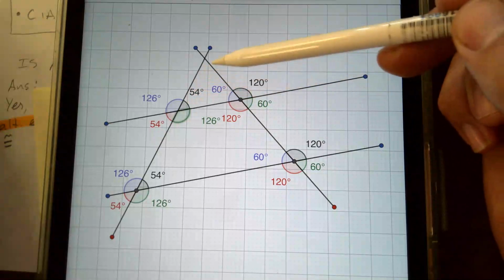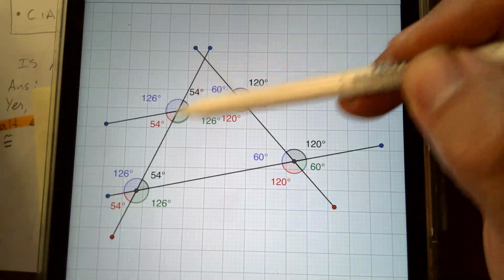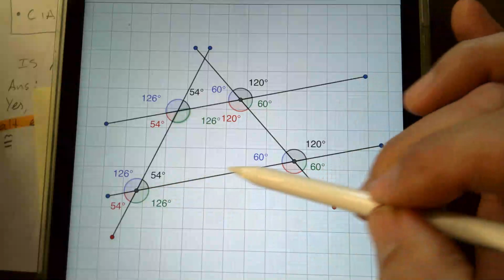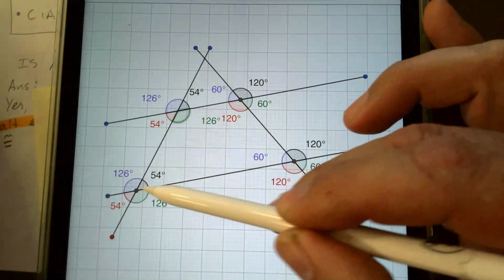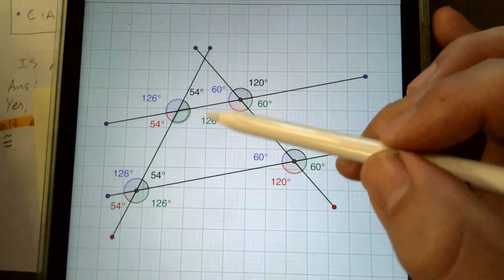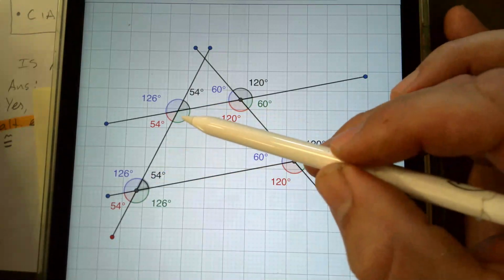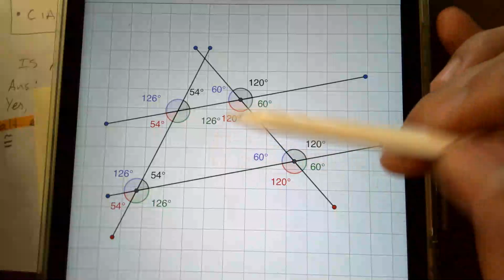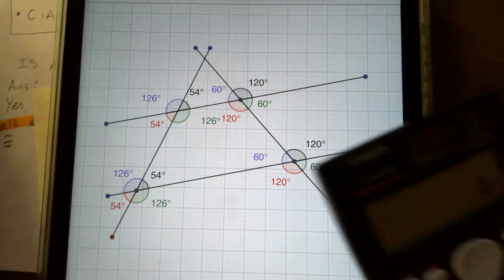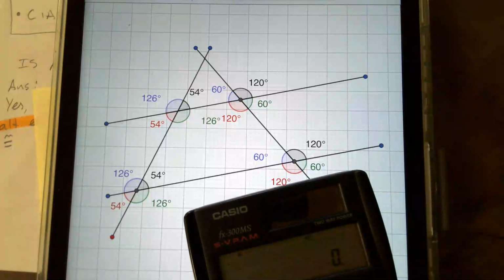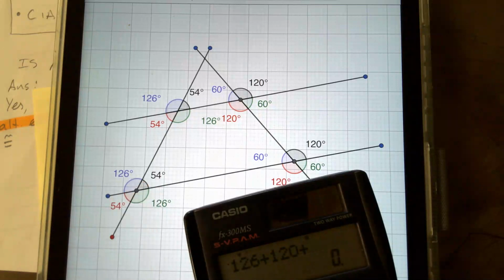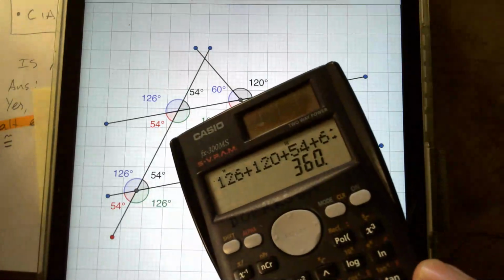Do you see triangles here? I see a small triangle here. I see a bigger triangle there. I see a four-sided shape right here. Do you see that? It's called a trapezoid, but don't worry about it too much. What do you think these four angles should add up to if it's a four-sided shape? 360. Does it add up to 360? I don't trust myself. It's Friday, right? So 126 plus 120 plus 54 plus 60 adds up to 360, right?